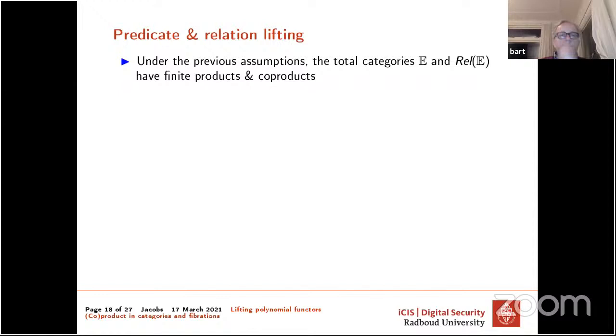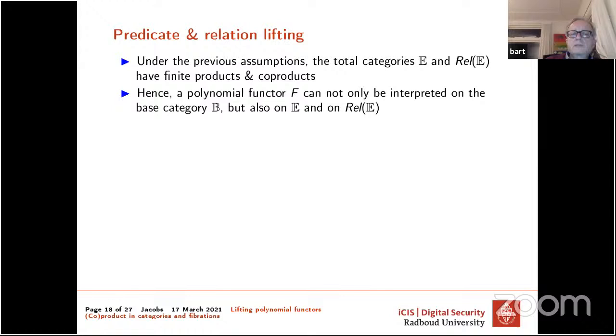What is the situation now? Under the previous assumptions, we know that the total categories of predicates and of relations also have the structure of products and finite coproducts. And hence, if we have a polynomial functor, as a polynomial expression, we can not only interpret it in the base category, but also on this total category of predicates and of relations. And this happens in a very canonical way using the logical structure that we assume. And this is the key idea here.